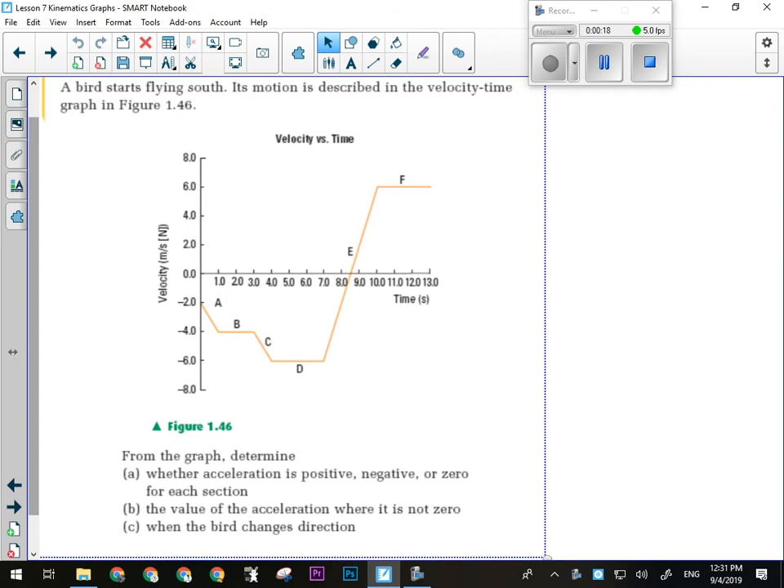From the graph you need to determine whether acceleration is positive, negative, or zero. You need to calculate the value of the acceleration where it's not zero. And then lastly, tell me at what time the bird actually changes direction. I want you looking at that for the next couple minutes while I get the attendance done, and then we'll see how we're doing.